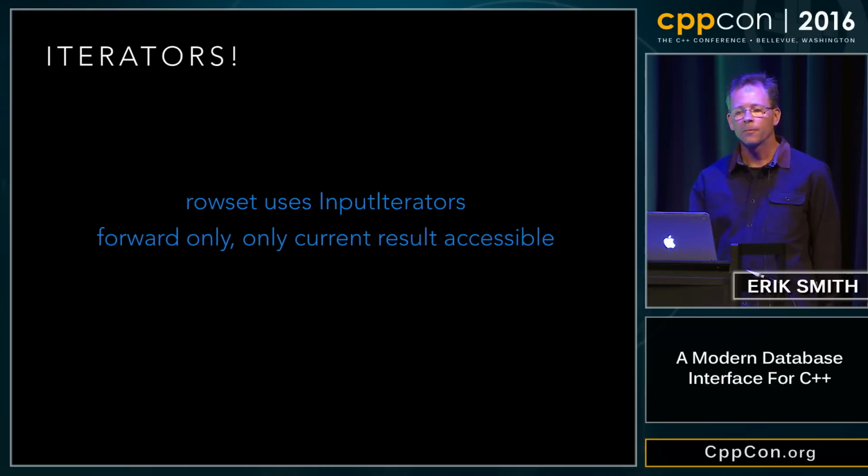Well, this is what we use, iterators. In this particular case, it's input iterators. This is the weakest kind of iterators, but I think completely appropriate for this type of interface because in virtually every interface, what you're doing is just stepping through the results one at a time. So you can only go forward and you only have access to the current result.